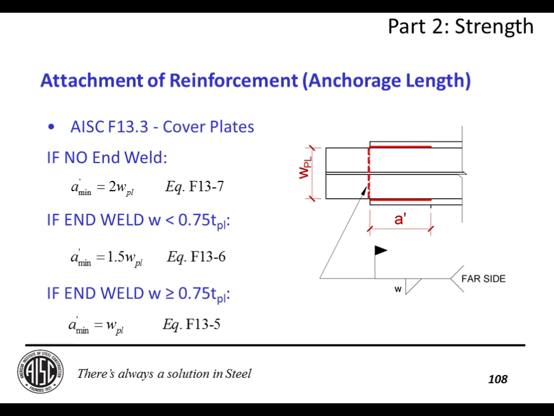In terms of the length of anchorage, I tend to not provide an end weld for the reasons stated earlier regarding welding and reduction of capacity of the member in the temporary condition. So I tend to stick with this if no end weld case, in which case your minimum length of cutoff is equal to 2 times the width of the plate. But AISC also provides some other rules here for if you do have an end weld.